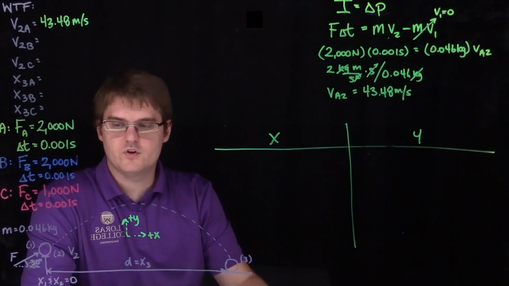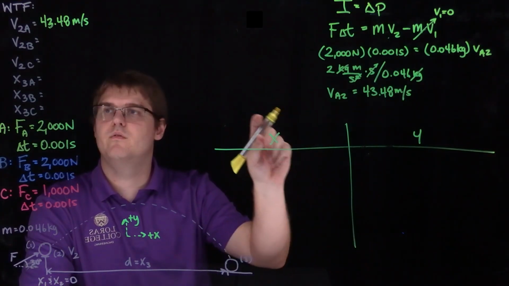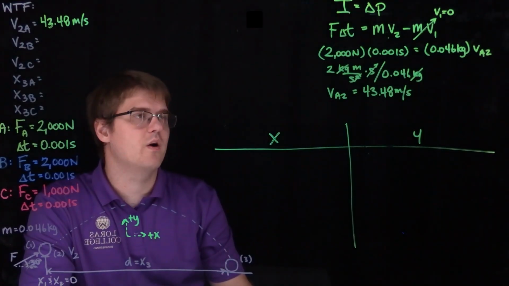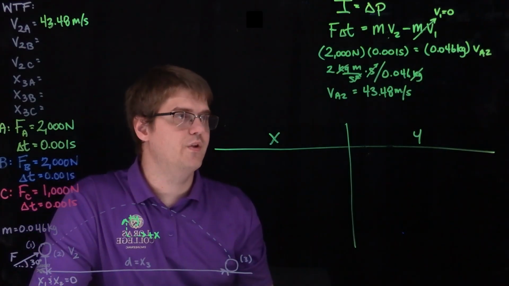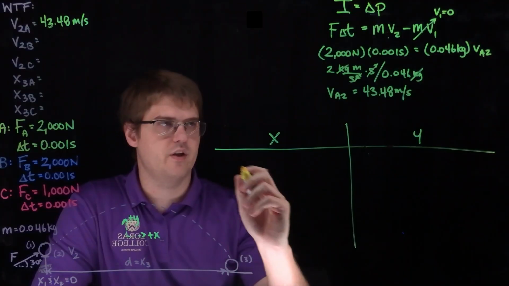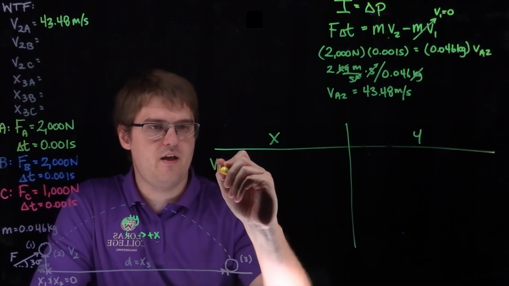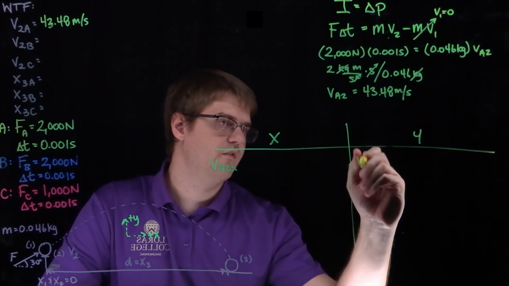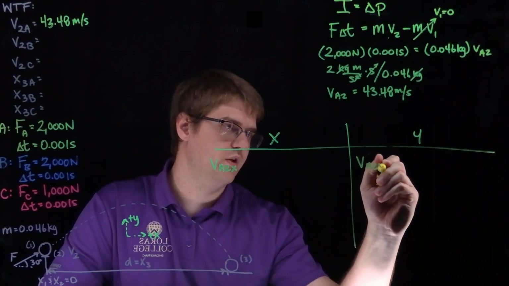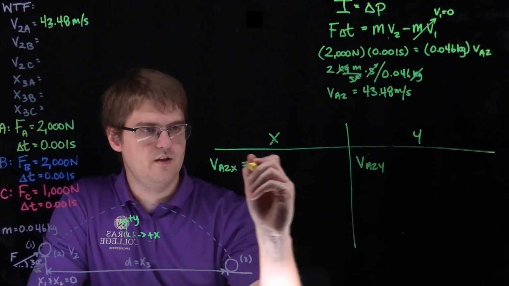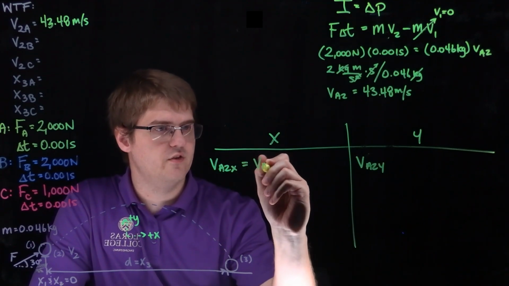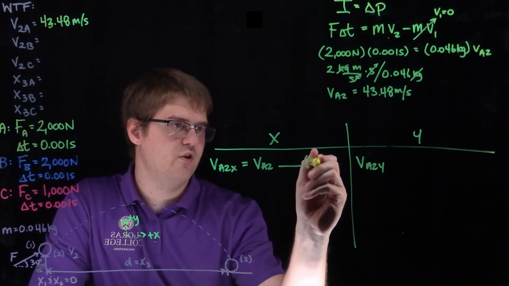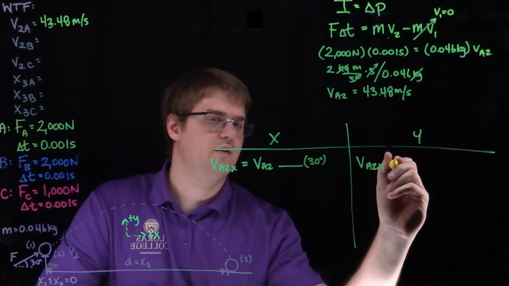Okay, first thing we have to do is we have this V2A or VA2, depending on what order I wrote it in, which I didn't hold terribly consistent. I'm going to follow this. So I want VA2 in the x, and I want VA2 in the y. Neither of these is just equal to VA2. They're going to have something of 30 degrees on them, and I'll draw that in a second.